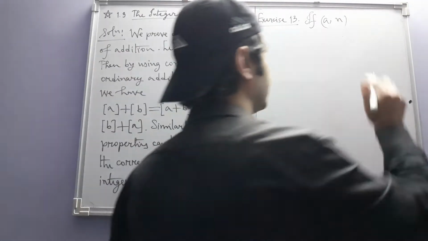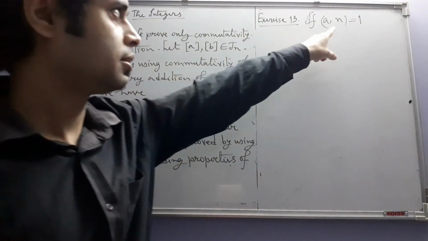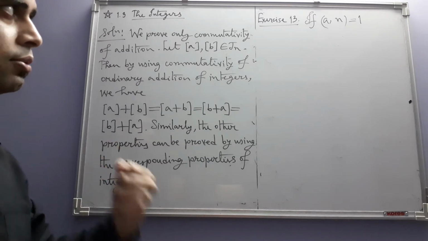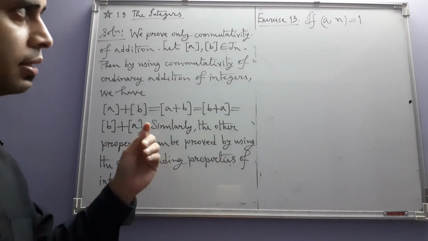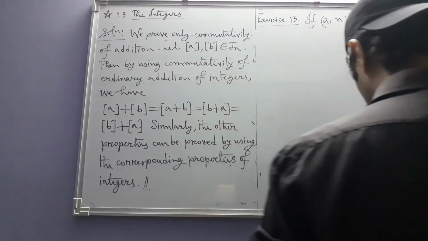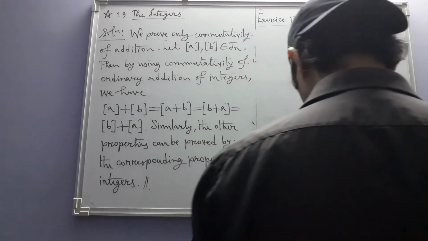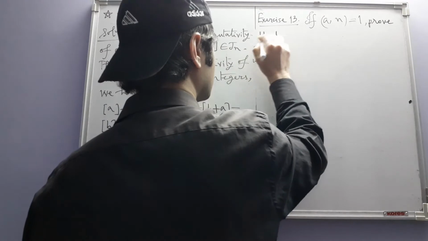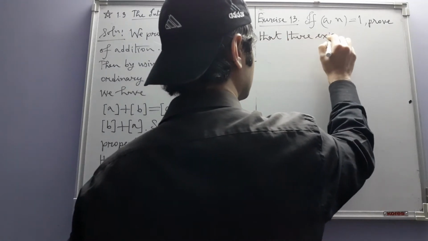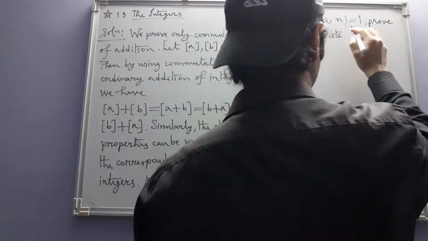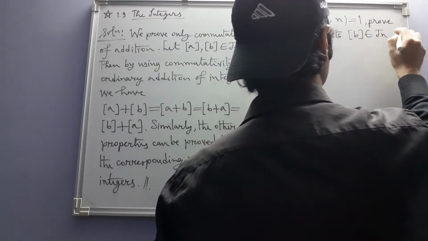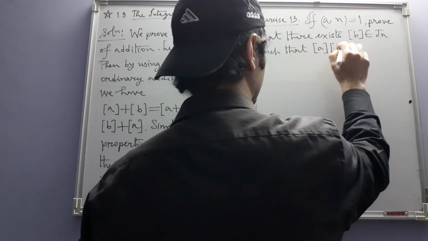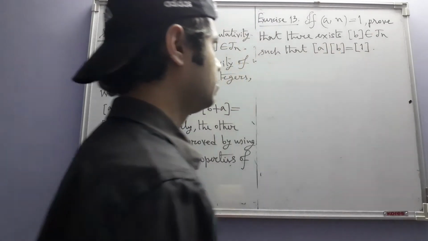So when he writes a condition like this, you have to understand that he considers n here as the modulus of the relation congruence modulo n. So any condition that any such a modulus satisfies, that is automatically true here. So if a and n are relatively prime, then prove that there exists an element b belonging to Jn such that this product is equal to the congruence class containing 1.